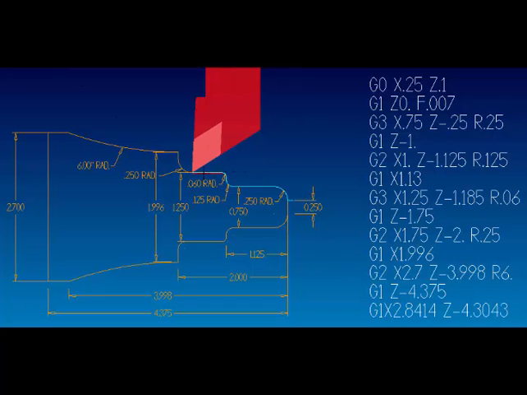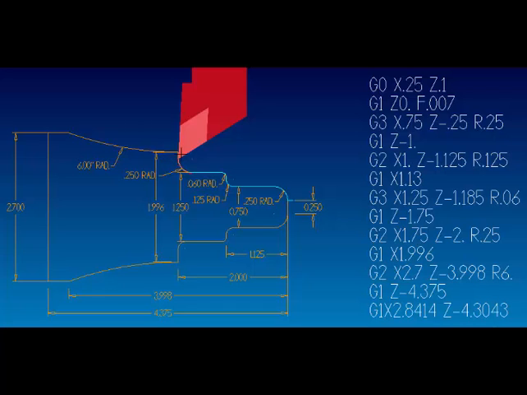Alright, so now we have to make a clockwise arc to finish this radius. So that is the G2, and again 250 times 2 is 500 plus the 1 inch 250. The end point in X of that radius is going to be X 1 inch 750, and you can see we'll be right up against this wall here, which sits at Z minus 2 inch and the radius of 250. Alright, so let's complete that move.